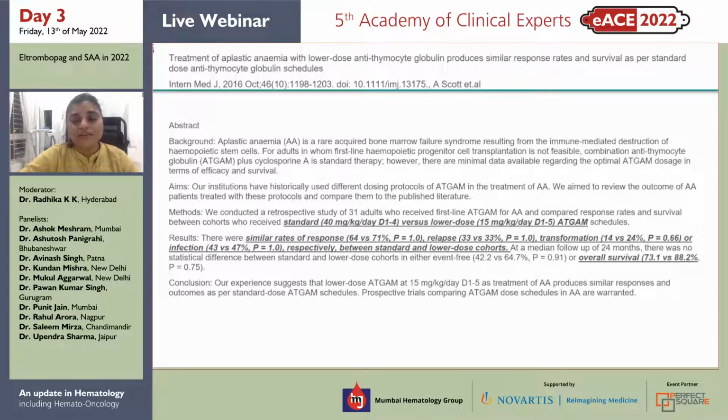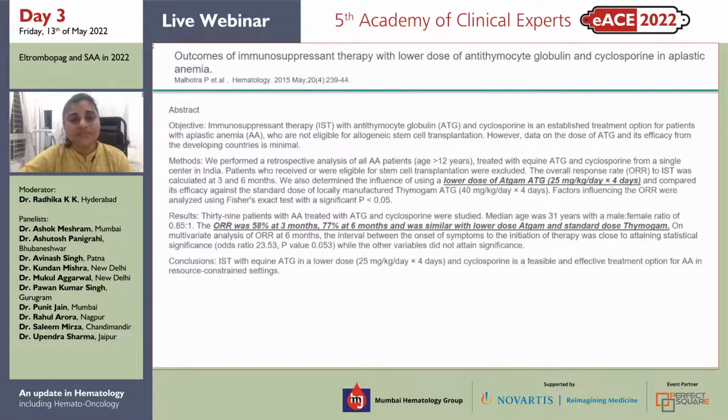Yeah, same here. So whatever the dose of ATG, I would like to add on eltrombopag in those patients. So we have good amount of literature which shows that low dose ATG shows equivalent response rate to that of the standard dose. Next slide, please. Another paper showing equivalent response rates with low dose ATG and the regular dose. Next slide, please.